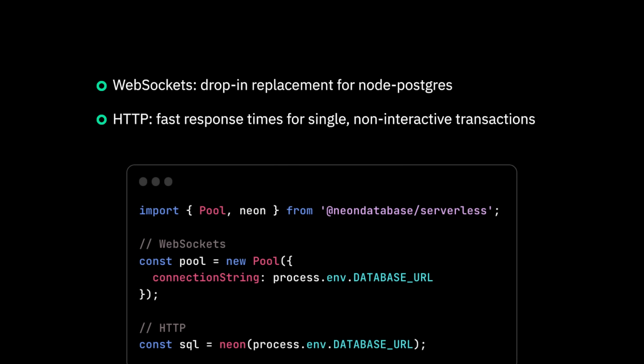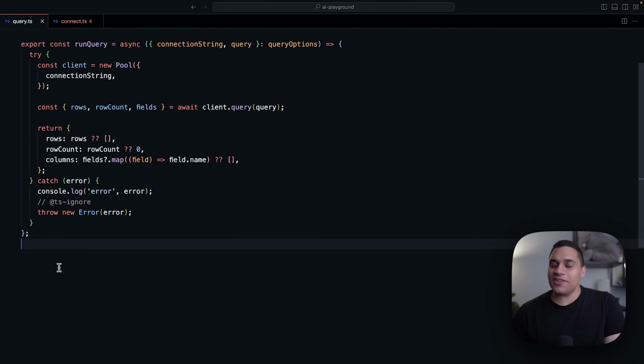Now let's see how we're using the serverless driver in the SQL Playground. The function used to run queries takes two parameters, a connection string and a query. We first establish a connection to the database, and then we send the query. And we get the result and format it in a way so that we can render it in the results panel.